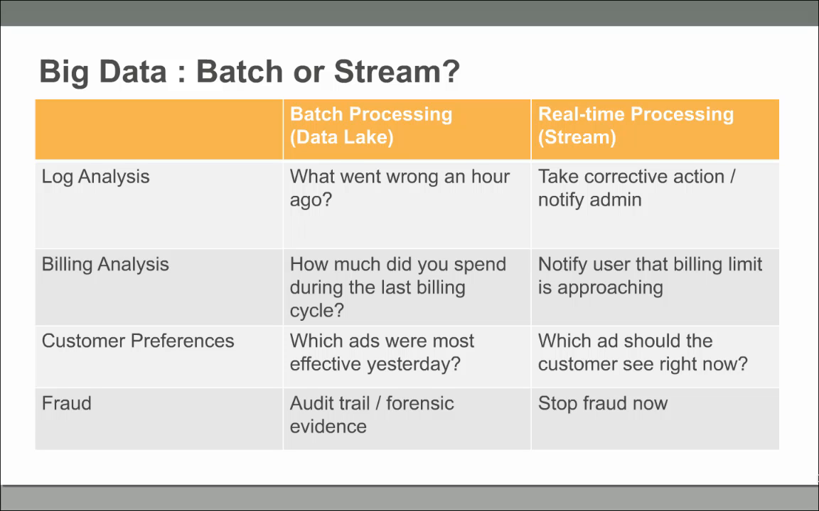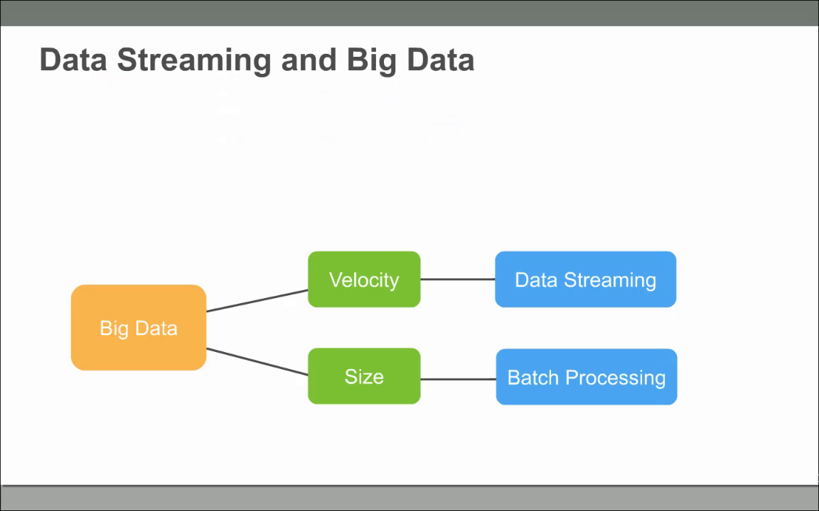If the questions you need answered are largely historical in nature, then batch processing is likely sufficient for your needs. If you have a need to respond to events in real time or near real time, then streaming is a much better solution. When we talk about big data in particular, we're concerned primarily with two main features, velocity and size. When size is the dominant factor in your data, oftentimes batch processing is the better approach. However, when velocity is the dominant factor, stream processing might be a better way to go.